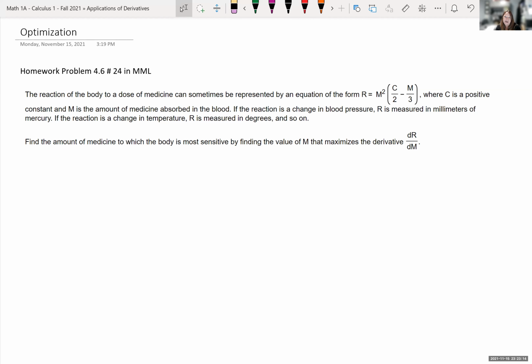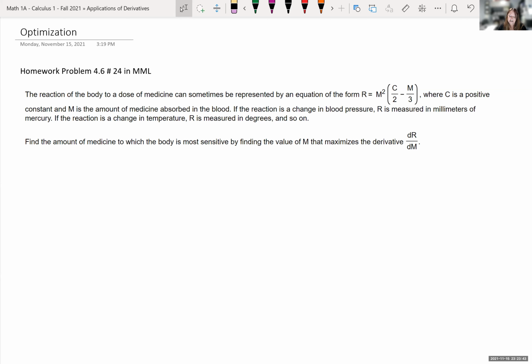I wanted to take a moment and go over one of your homework problems. The following problem says, the reaction of the body to a dose of medicine can sometimes be represented by an equation of the form R equals m squared times the quantity C over 2 minus m over 3, where C is a positive constant and m is the amount of medicine absorbed in the blood.